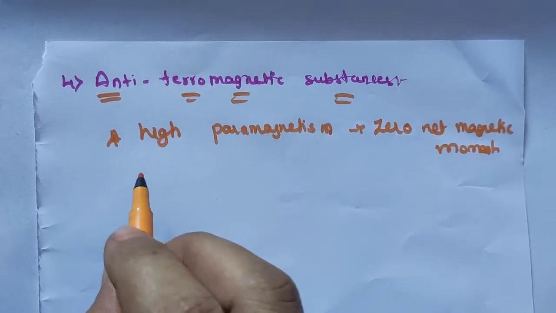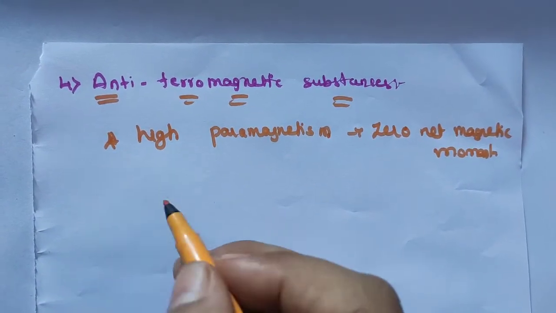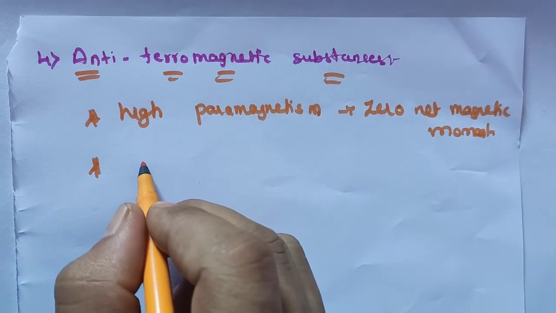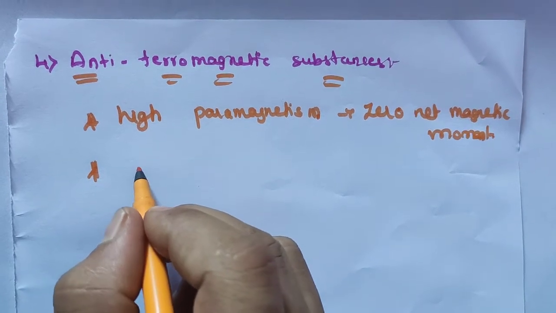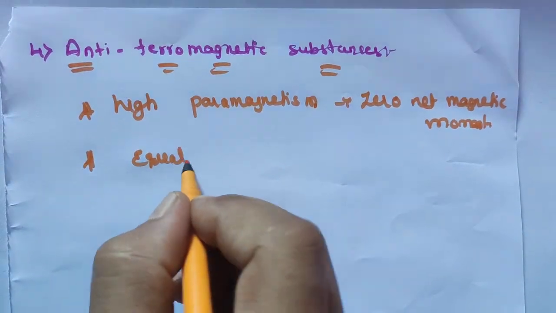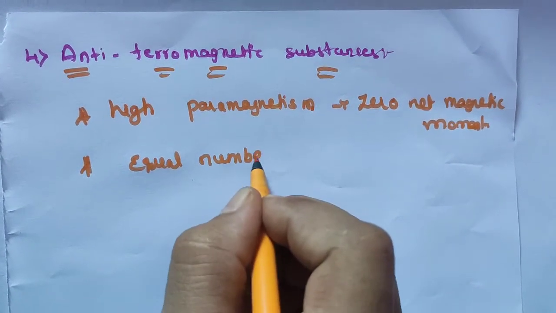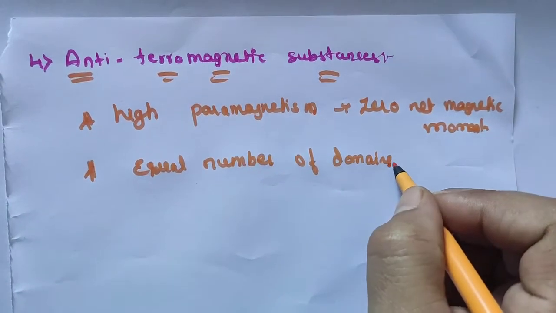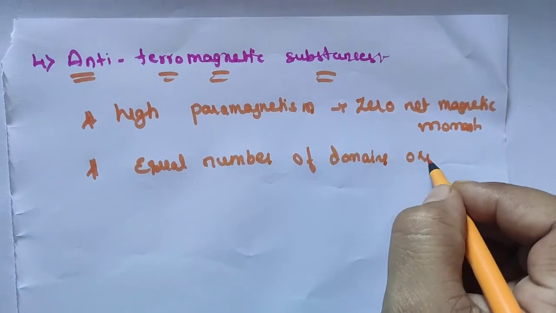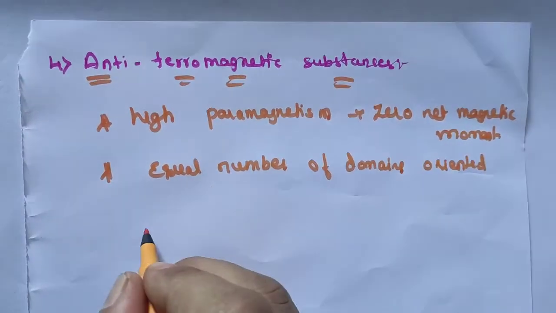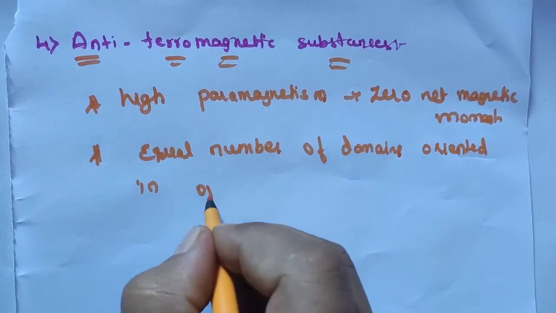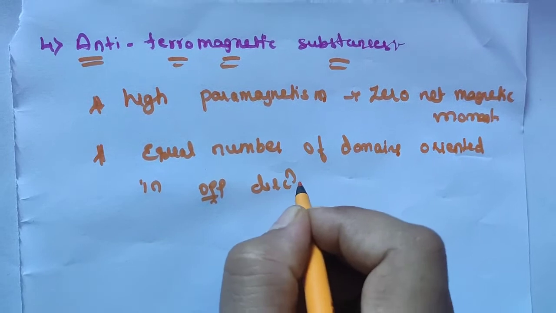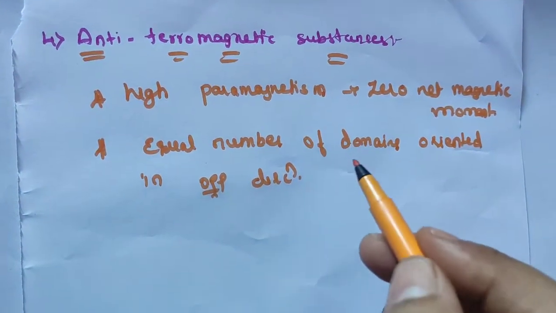So they contain an equal number of domains oriented in opposite directions. So in this case, what will happen is that their magnetic moments will get cancelled out.